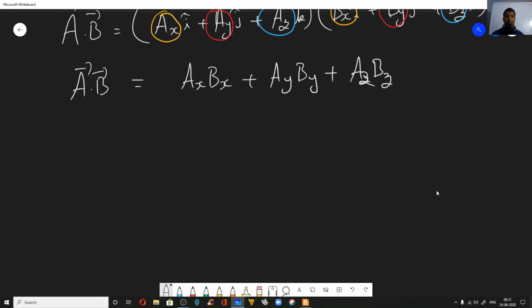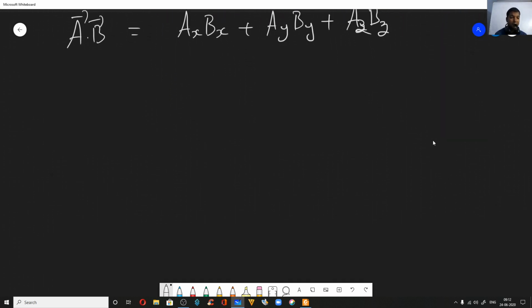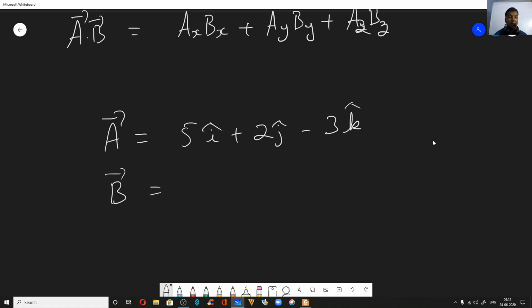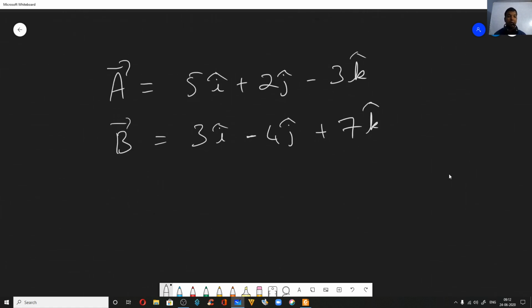Now let us take an example. It's really simple. Say you have vector a, which is 5 i cap plus 2 j cap minus 3 k cap. Now vector b will be 3 i cap plus 4 j cap plus 7 k cap, something like that, or you can introduce a minus sign here also. So here you have to consider these signs when you are multiplying.